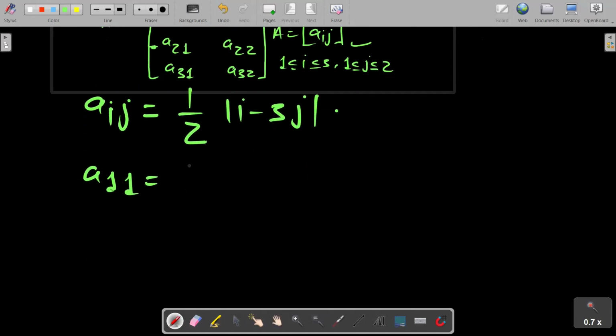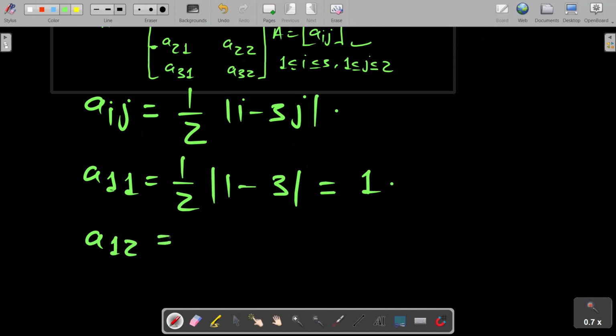A11 is equal to half |1 - 3|. So it will be 1. Now A12 we will calculate: half into |1 - 6|. So it will be 3. Sorry, it will be 1 minus 6, it will be 5. So it will be 5 by 2.